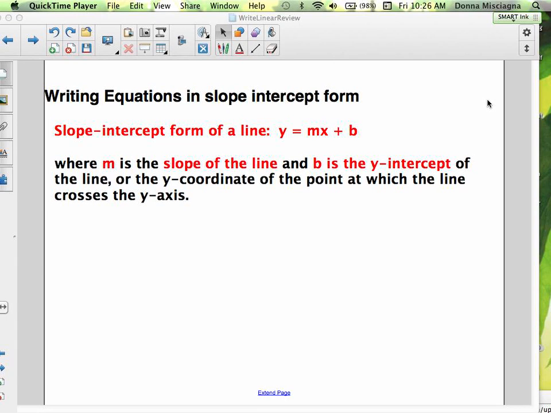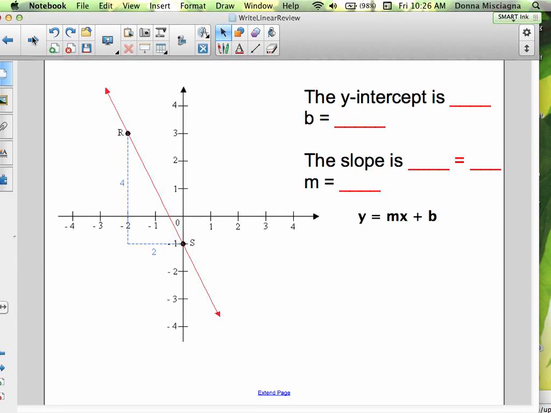Let's do a few problems together. Alright, so here we're going to write the equation for this line. Right, our y-intercept is where we cross the y-axis. That would be right here. Right there. Right, so that would be the point (0, -1). So b in our equation, y equals mx plus b, is negative 1.